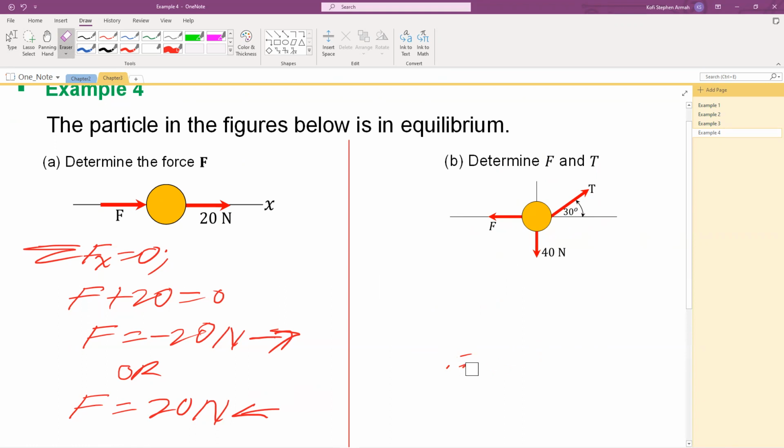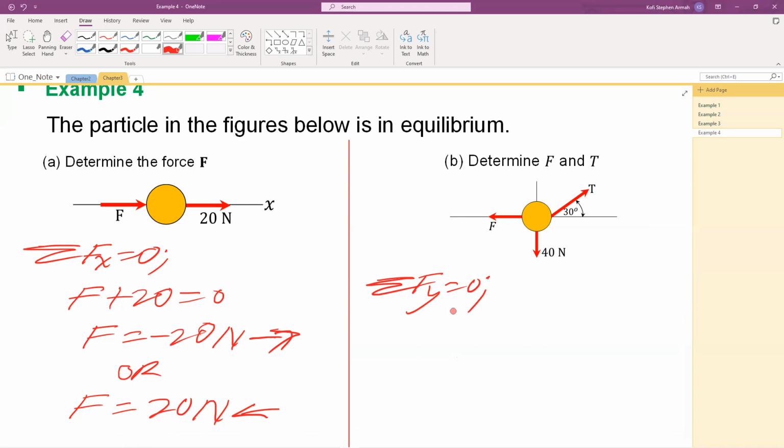Always look at the problem. In this problem, F is only in the horizontal. T is diagonal. So T will have a component both in the horizontal and then the vertical. So it means if I start with summation of forces in the Y equal to 0 first, that is, I'm summing the forces in the Y equal to 0.